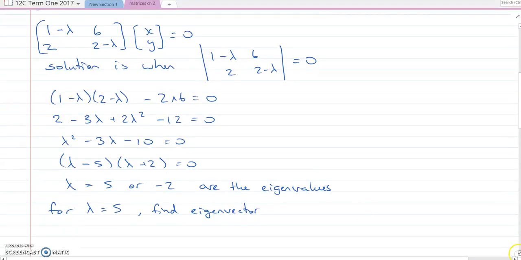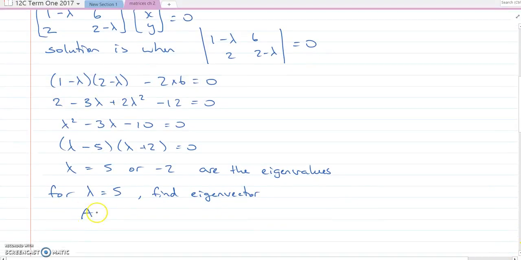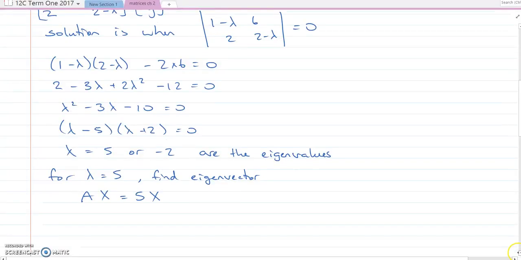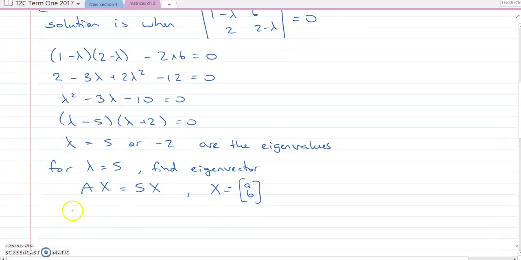So we want to solve Ax equals 5x. We'll just make x equals (a, b) for now, so we'll find a and b to find this vector. So we've got the matrix [1, 6; 2, 2] times (a, b) equals 5 times (a, b).